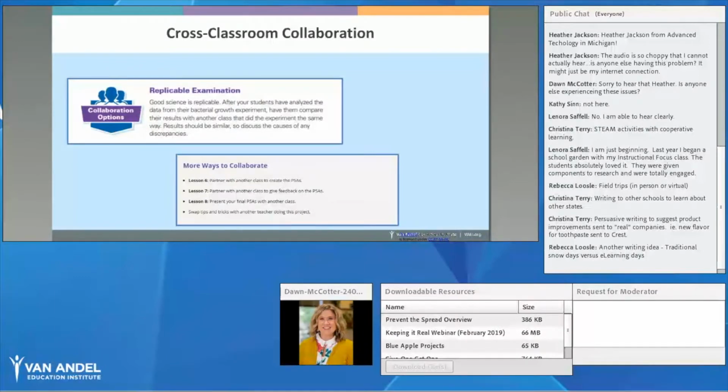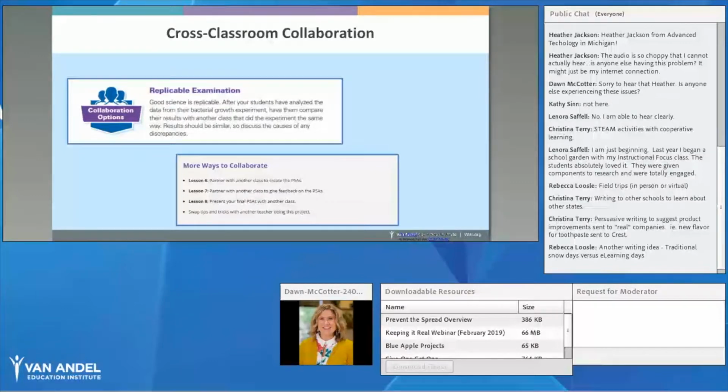In this example, we suggest that the investigation that the students go through on collecting the bacteria and testing the effectiveness of the disinfectant, if another class, whether it's in their same school or maybe a different school, is doing this same experiment, their results should be somewhat similar if they're following the same plan. So collaborating that way and checking for possible discrepancies and having discussions with those classrooms is a really powerful way as the students are analyzing their data and coming to their conclusions or explanation.